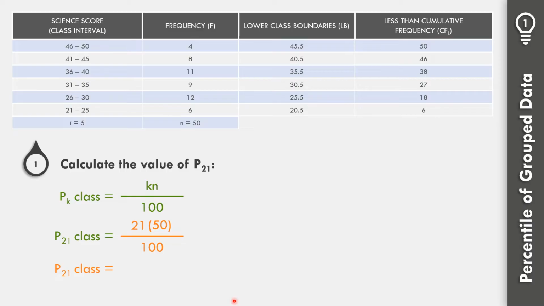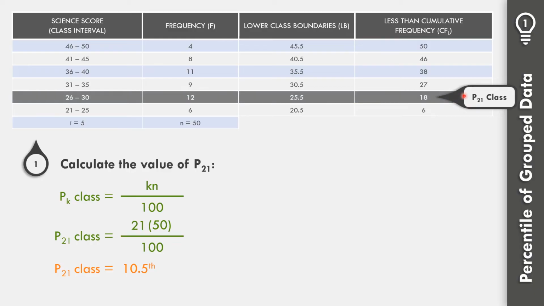So let us solve now for the p sub 21 class. 21 times 50 is 1050 divided by 100. So the answer is equal to 10.5. So 10.5, as you can see, is between 6 and 18. So we will choose 18. So yung pinakamataas yung pipiliin. So the p sub 21 class is between the interval 26 to 30.